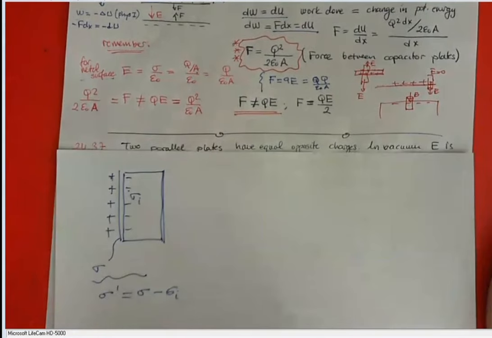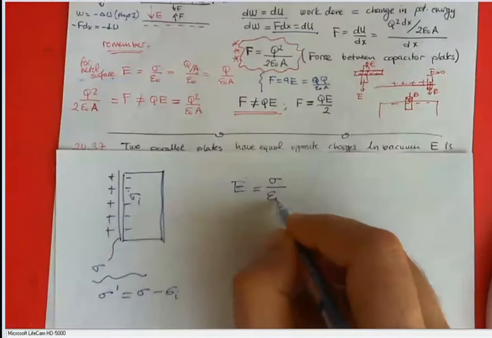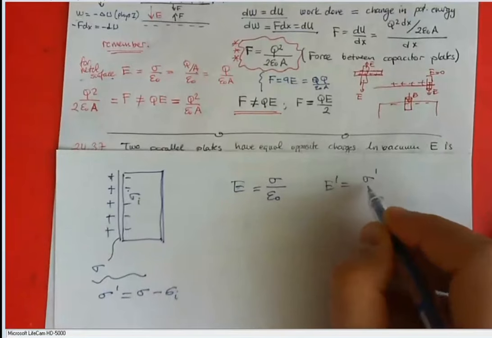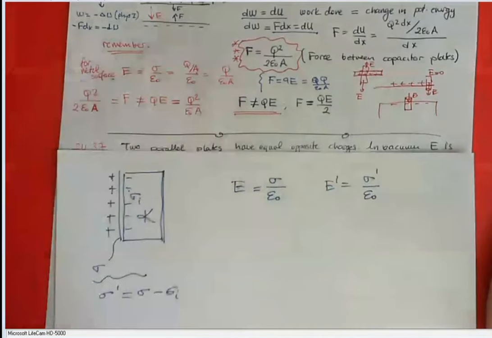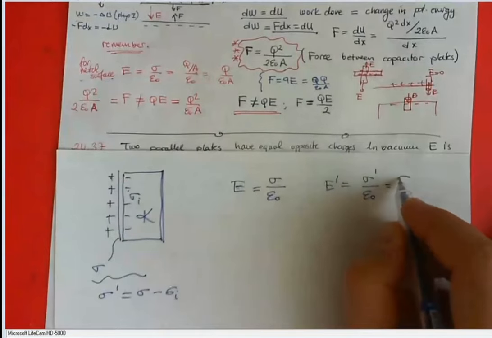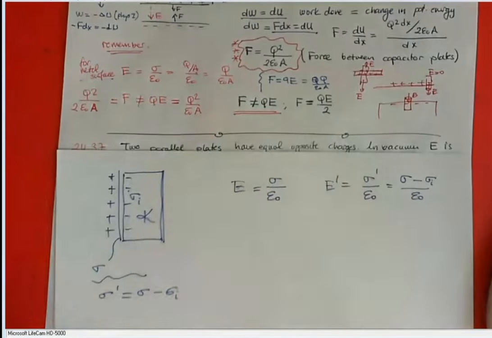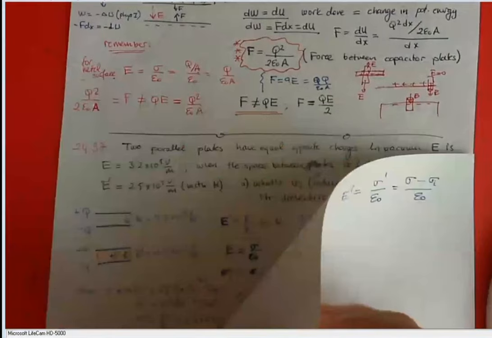Our E, without the dielectric, is this much. Our new electric field is sigma prime divided by epsilon 0. This sigma prime has something to do with kappa, and sigma prime is equal to sigma minus sigma induced, over epsilon 0. So I know the value here. I know this thing to be, what is it?